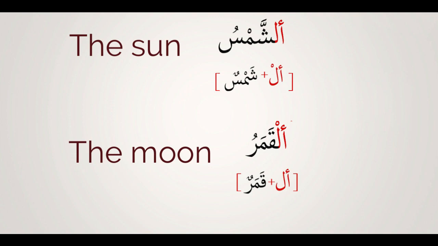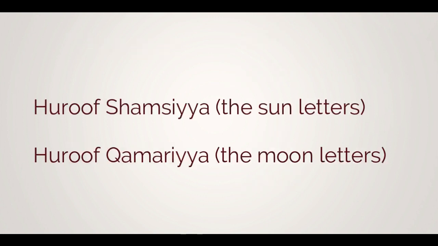So the Arab grammarians named the other letters after these two words. Those letters with which we do not pronounce the lam, they named after ash-shamsu, after the sun. They call them sun letters. And the letters with which we do pronounce the lam, they named after the moon. So the moon letters. So huruf shamsiyya and huruf qamariya.